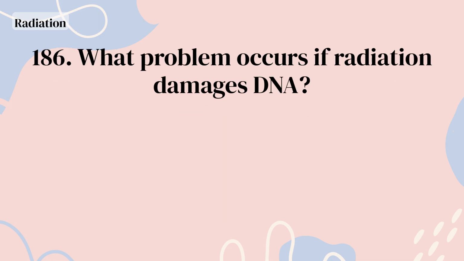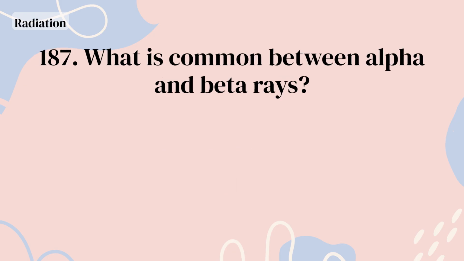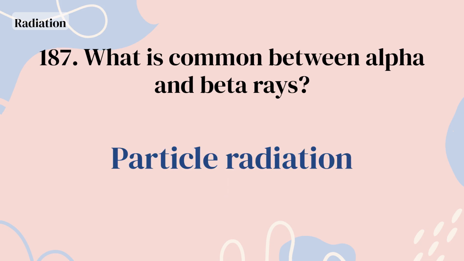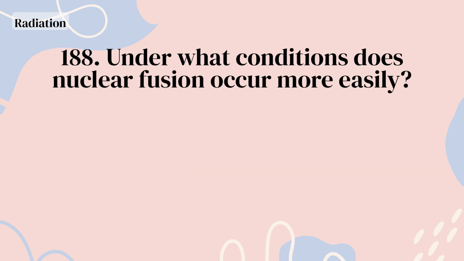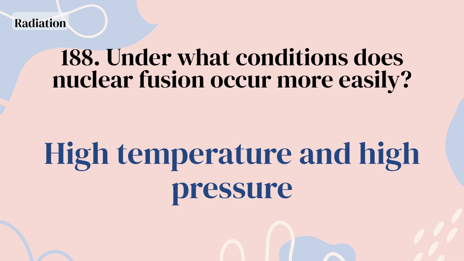What problem occurs if radiation damages DNA? Mutations. What is common between alpha and beta rays? Particle radiation. Under what conditions does nuclear fusion occur more easily? High temperature and high pressure.